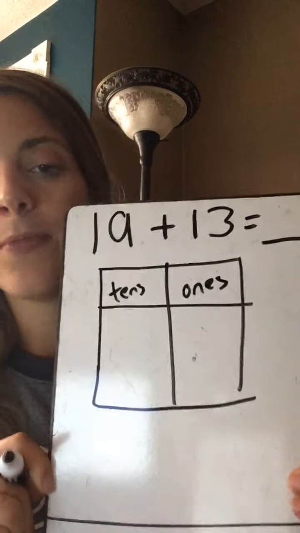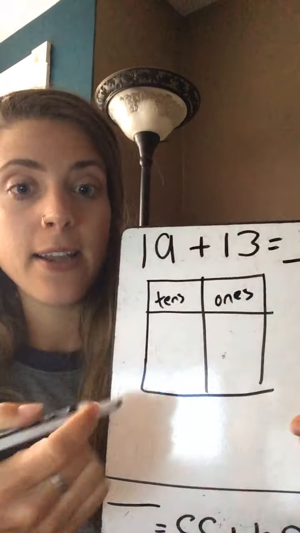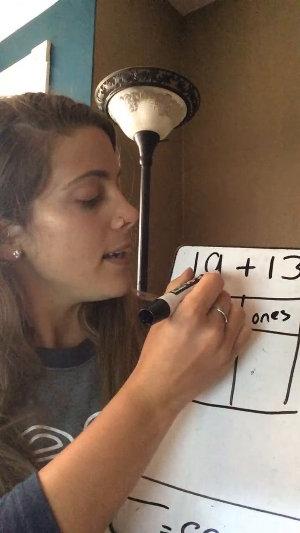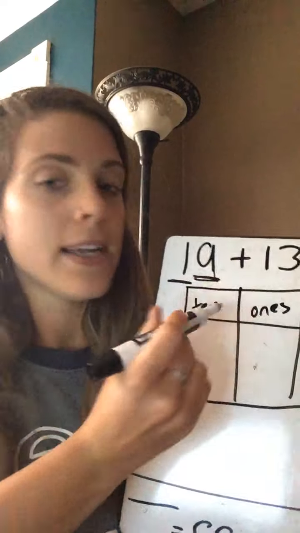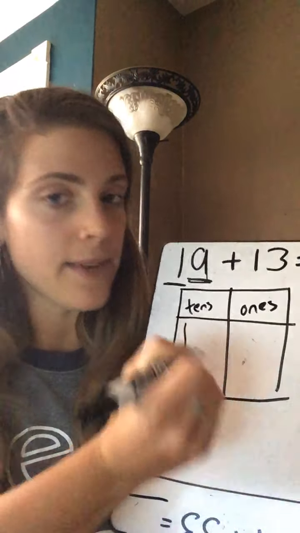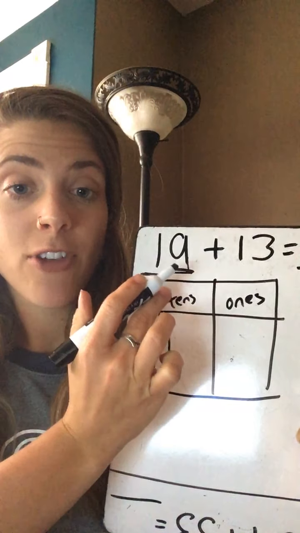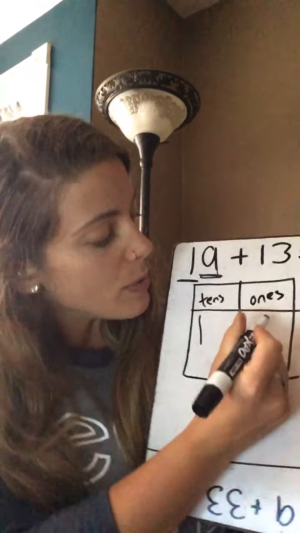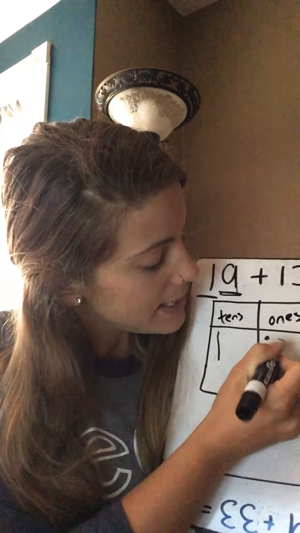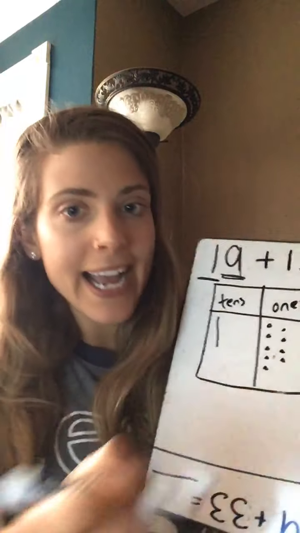I'm making a quick place value chart where I can see my tens and my ones, just like that. So if you want to pause the video, go ahead, pause it, make a quick place value chart, and let's build this together. So if we look at 19, how many tens do we have? 1. So we could do 1 ten. How many ones do we have? We have 9. So I'm going to put 9 dots over here. 1, 2, 3, 4, 5, 6, 7, 8, 9.